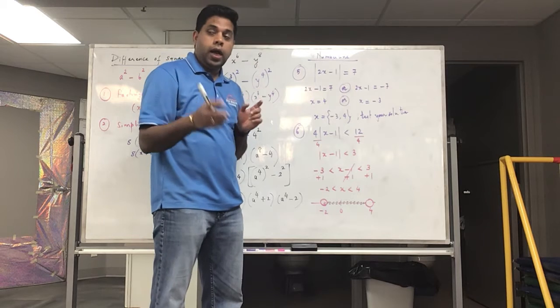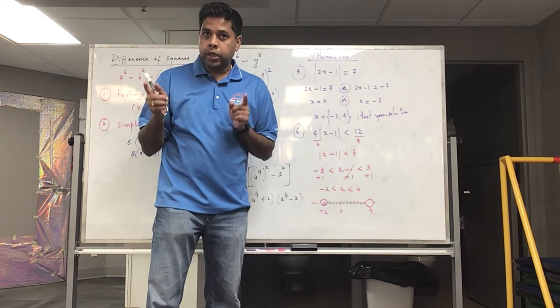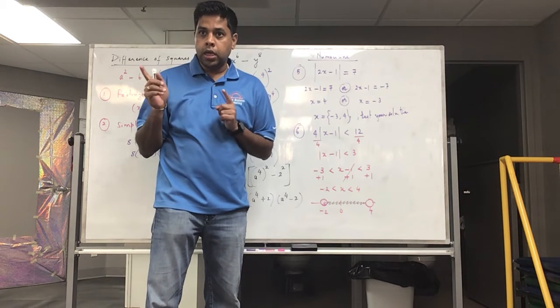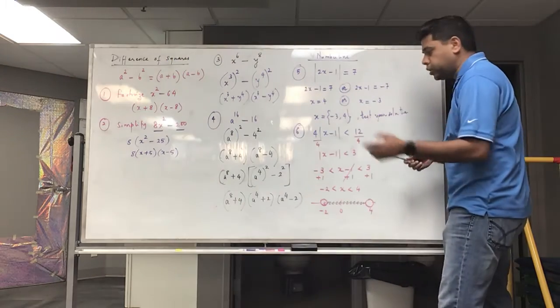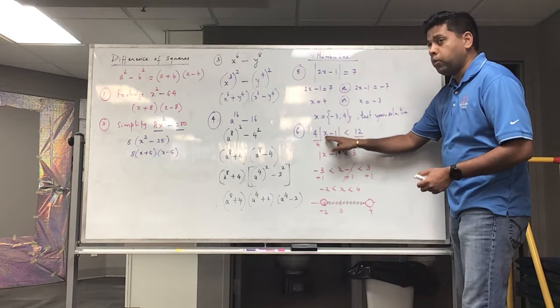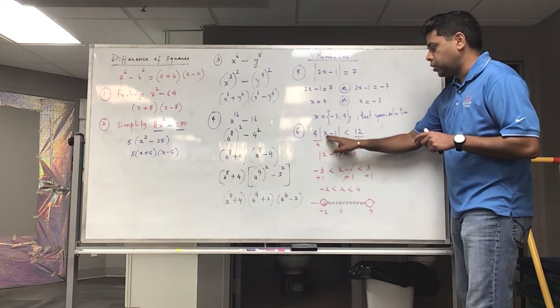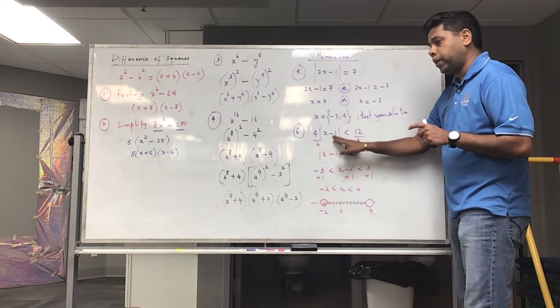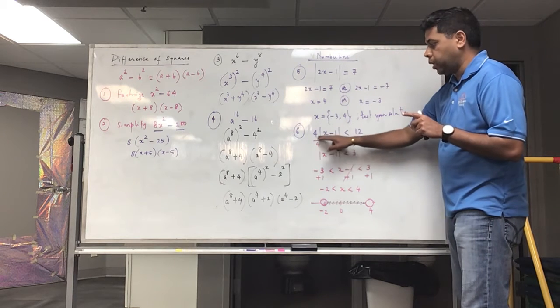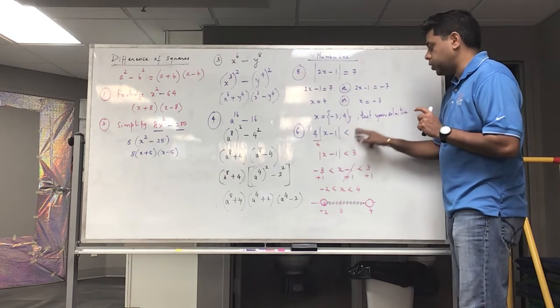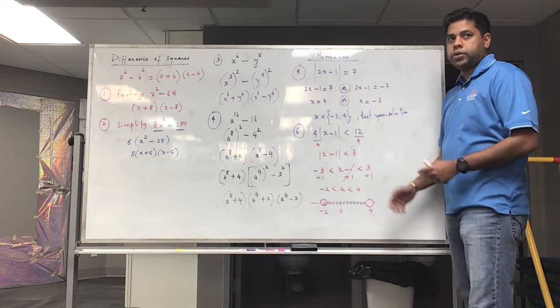Okay? Again, what's the thing to remember with inequalities? Test your solution. So if it is between negative 2 and 4, I'm going to pick 0 for example. I'm going to go back to the original equation. 0 minus 1, negative 1. Absolute of negative 1 is 1. 1 times 4 is 4. 4 is less than 12. So my answer is correct.